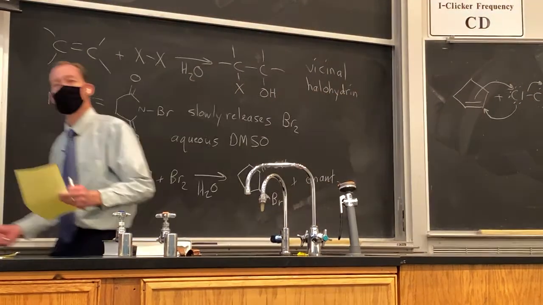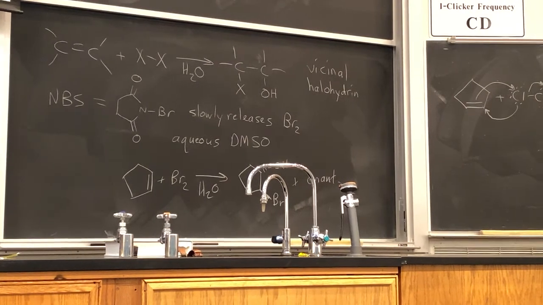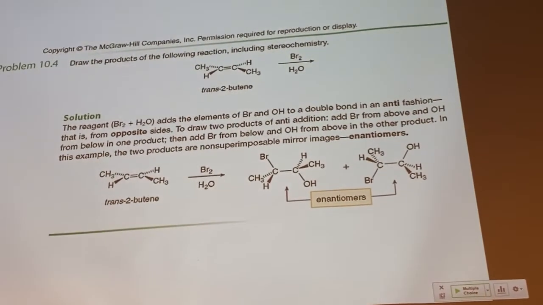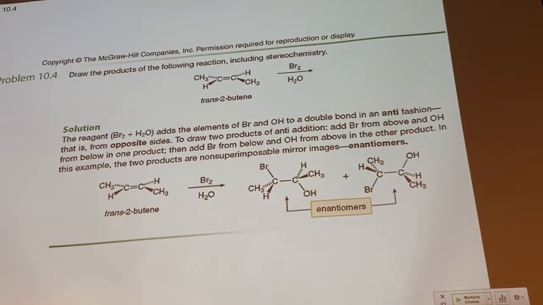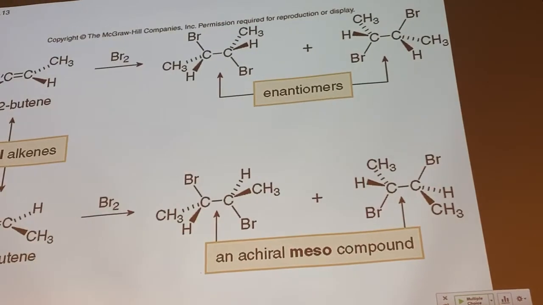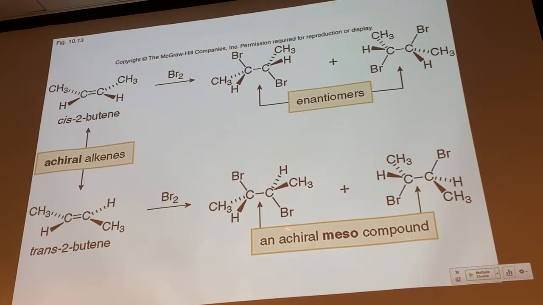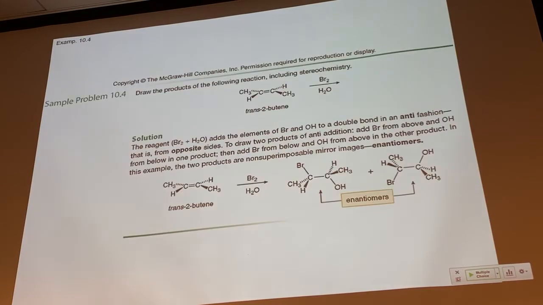There's a bit of a difference in terms of the stereochemistry between halogenation and halohydrin formation. And that comes when we look at the reaction with trans 2-butene with bromine and water. If we back up a couple slides, we saw that when trans 2-butene reacted with bromine itself without water, we obtained an achiral meso compound. Over here, we see that when trans 2-butene reacts with bromine and water, we get a chiral product. We get enantiomers. Why? What's the difference?